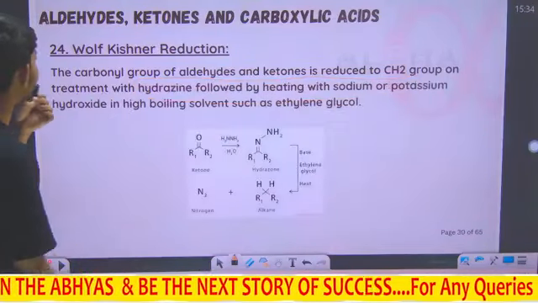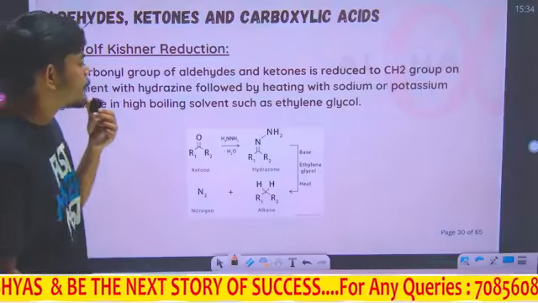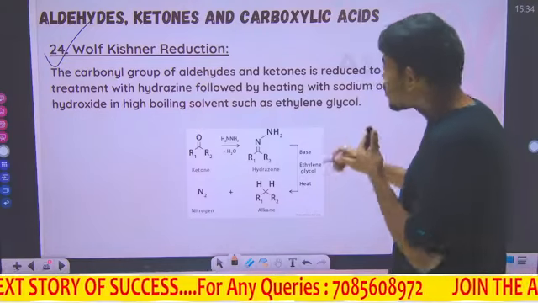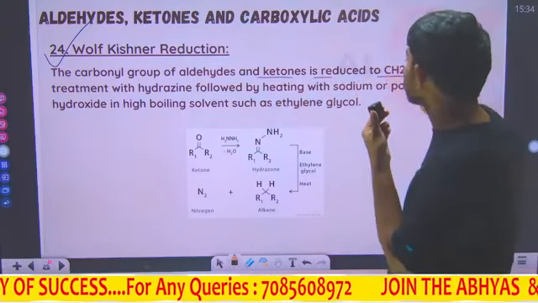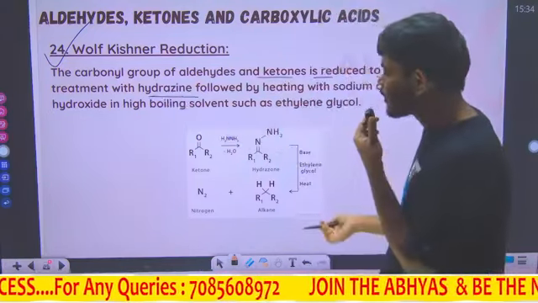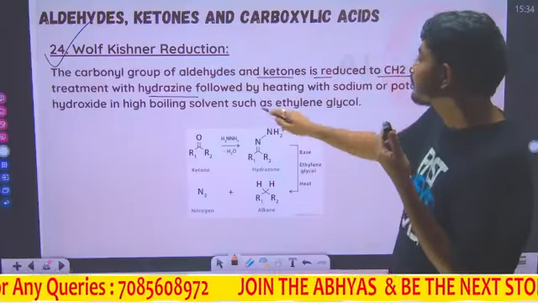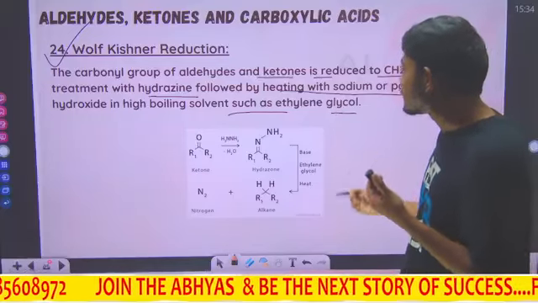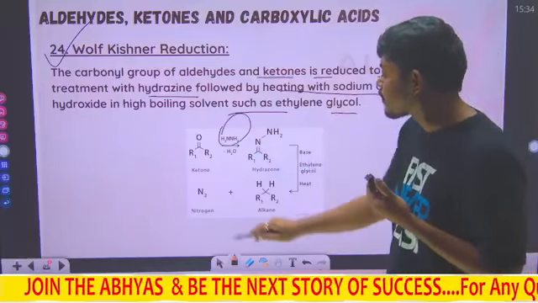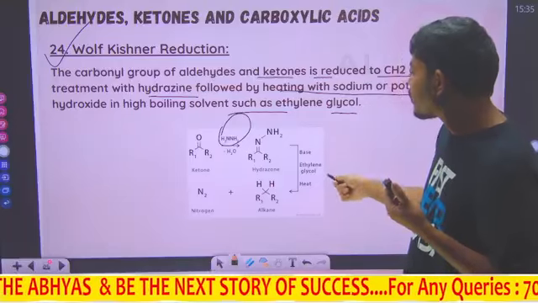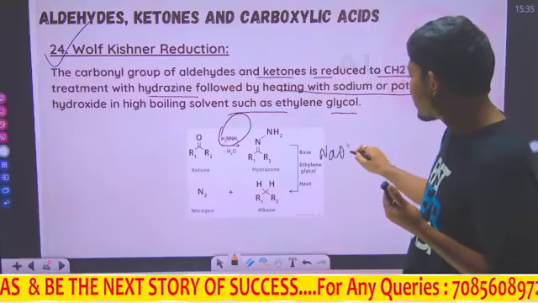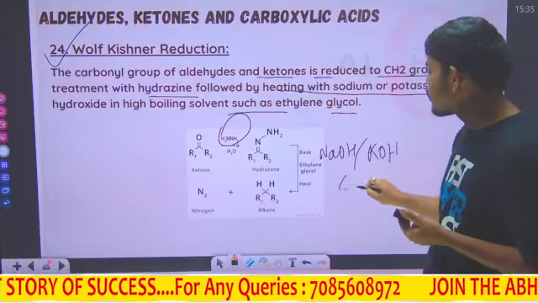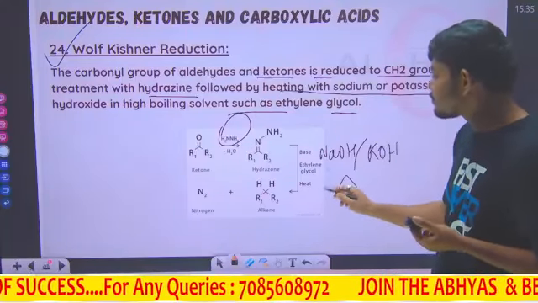Moving on, we have Wolff-Kishner, again a very popular reaction. Many steps are there. The carbonyl group of an aldehyde or ketone is reduced to a CH2 group, treated with hydrazine. NH2NH2 is your hydrazine, followed by heating with sodium or potassium hydroxide in a high boiling solvent such as ethylene glycol. So the first part is hydrazine, the second part is ethylene glycol and your NaOH base. It can be NaOH, it can be KOH. What else are you going to do? You are going to heat it in ethylene glycol.